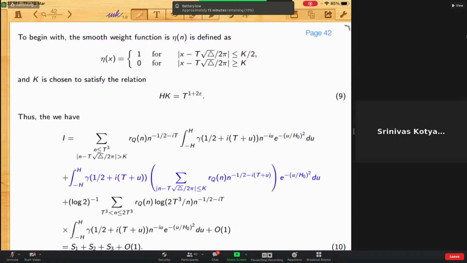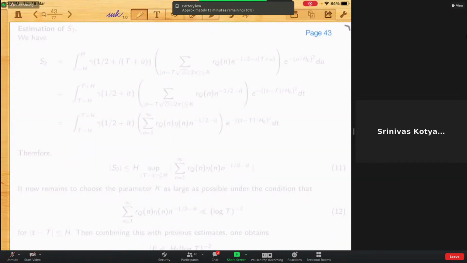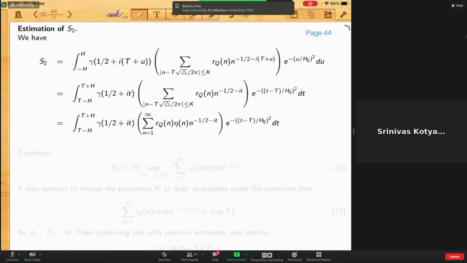Therefore, our integral I is this one plus this second one, and the crucial sum appears here in the blue color. All right. Now, the rest of the things can be shown to be very small. The only thing one needs to consider is the one in the blue color. Okay. So therefore, the estimation of the sum S2. This is the S2. And so, rewrite that one in terms of this one.